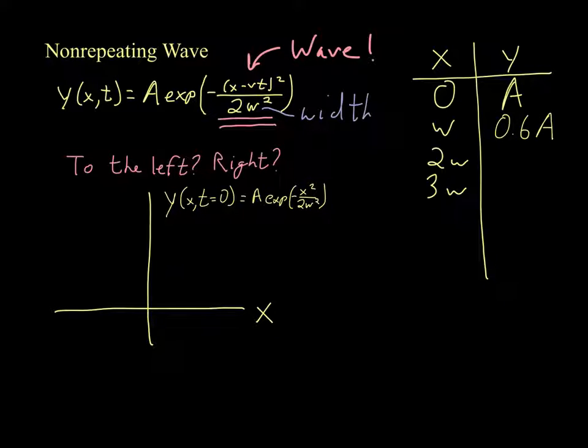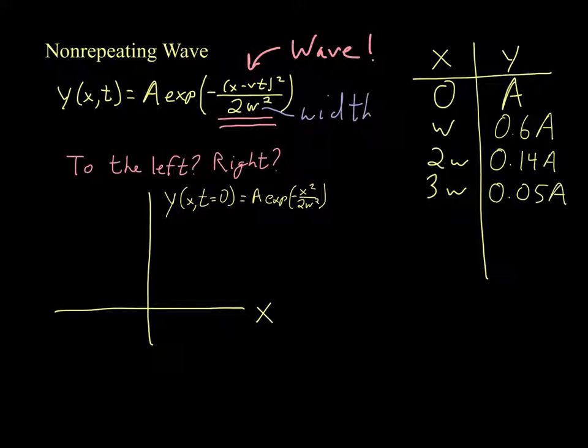For x equals 2w, we get 4w squared over 2w squared. That's 2. And that value is e to the minus 2. So e to the minus 2 is about 0.14, so I'll just put 0.14a. And then for 3w, we get 9w squared over 2w squared, which is e to the minus 9/2. And that value is about 0.05, so I'll put 0.05a. And so this gives us enough to plot on our graph here.